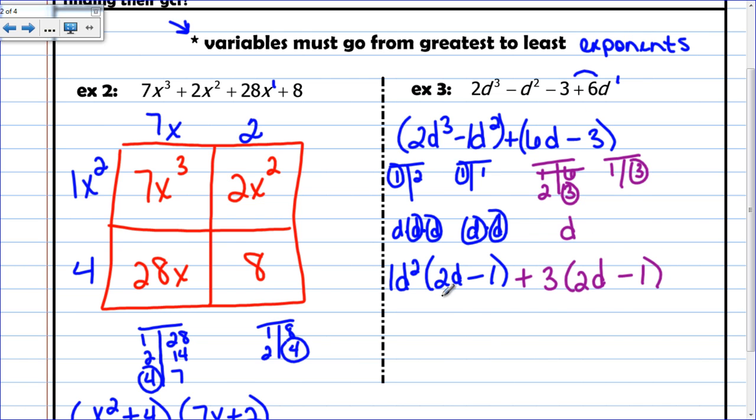And you'll notice my parentheses match, which means I have a factor of 2d minus 1, and then a factor of d squared plus 3.